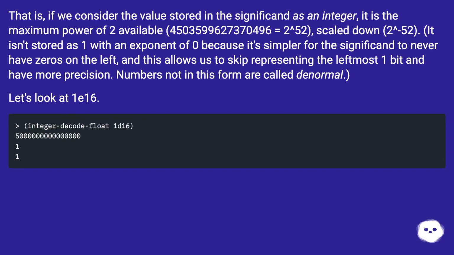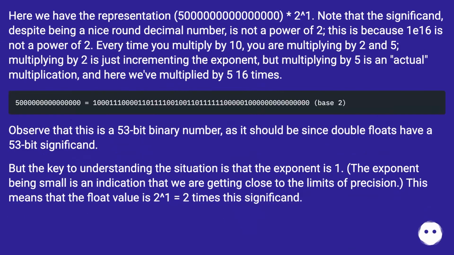Let's look at 1e16. Here we have the representation, 5 quadrillion, times 2 to the power of 1. Note that the significand, despite being a nice round decimal number, is not a power of 2. This is because 1e16 is not a power of 2. Every time you multiply by 10, you are multiplying by 2 and 5. Multiplying by 2 is just incrementing the exponent, but multiplying by 5 is an actual multiplication, and here we've multiplied by 5 16 times.